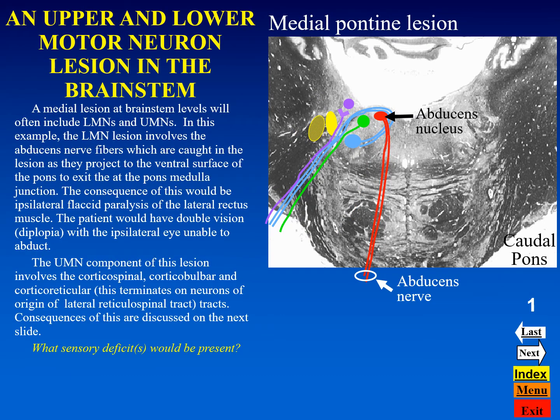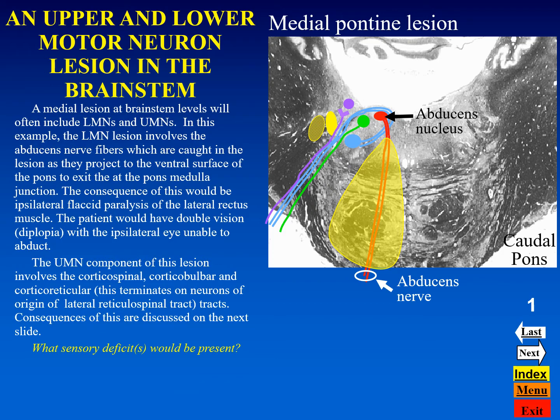Using the image from the previous slide, we're going to look at the medial lesion of this area, of this level. We see that the axons of the abducens nerve are involved, as well as fiber bundles of the corticospinal and corticobulbar tracts. Because of the involvement of the abducens nerve, the lateral rectus muscle ipsilaterally will demonstrate flaccid paralysis, so that eye would not be able to abduct on that side.